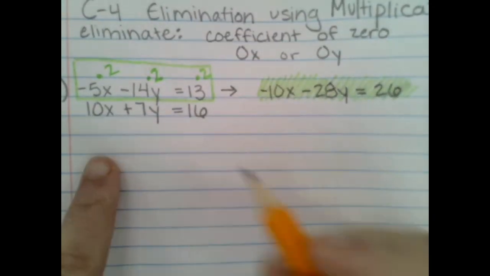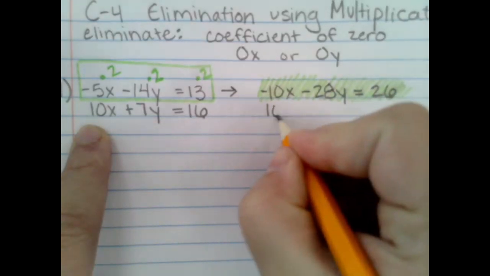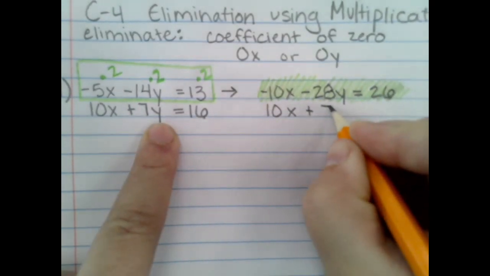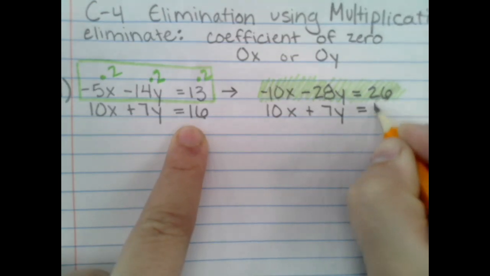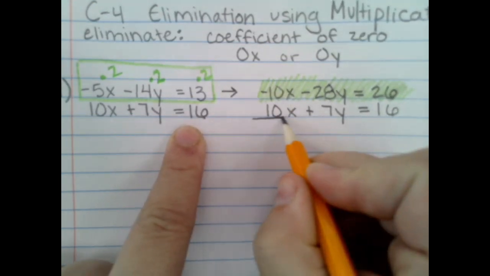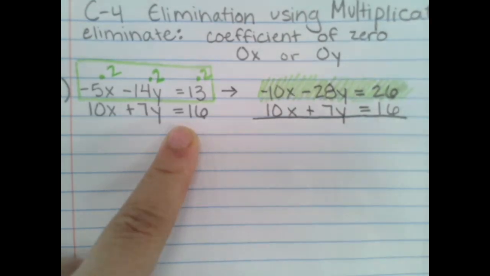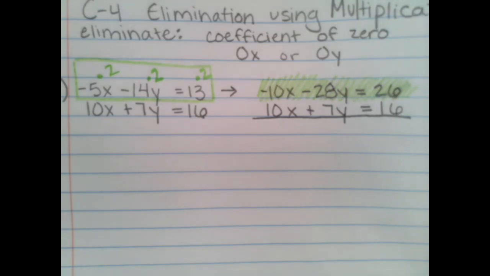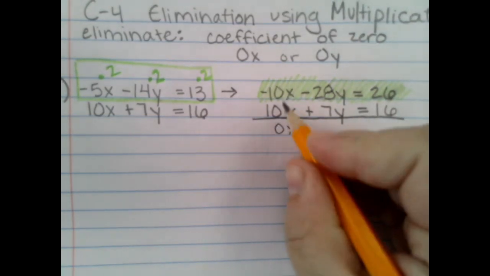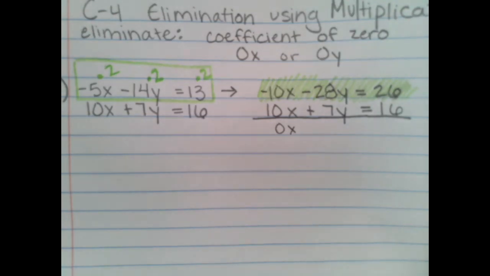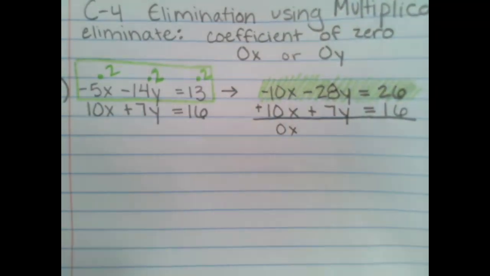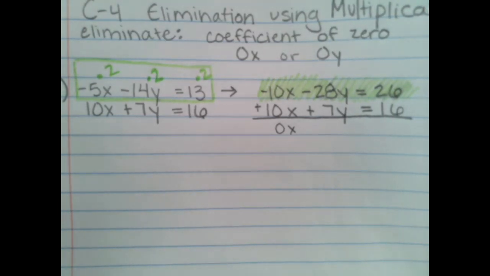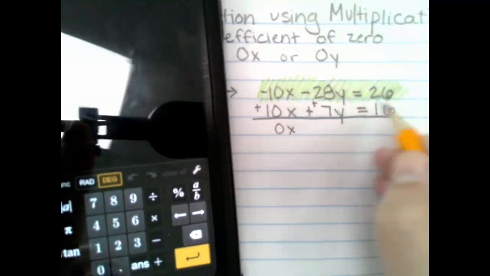All right, now I'm going to keep that bottom equation the same. 10x plus 7y equals 16. And our goal now is what is going to be a 0, the x's or the y's? X. If I have negative 10 and positive 10, are we going to add those together or subtract? If I have a negative and a positive, we add. Yep, add. So if I add there, remember we're going to add all the way across. So I'm going to put a plus here and a plus here.